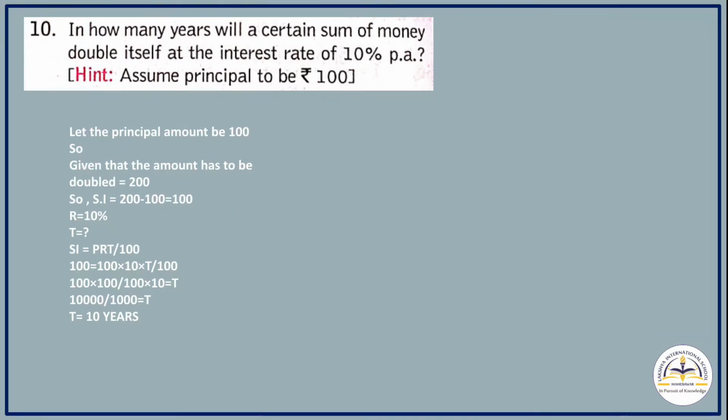Simple interest is 100. Now the rate is given in the question, that is 10%, and we have to find out the time. Now we'll put the values in the formula.